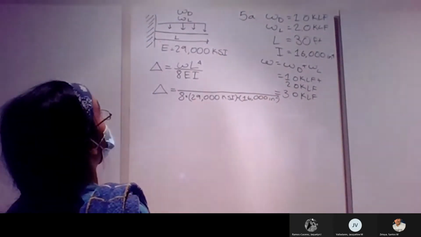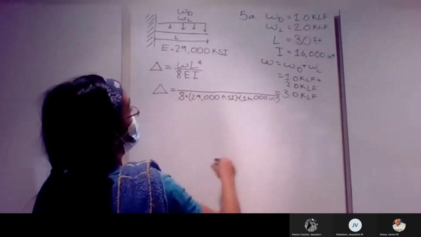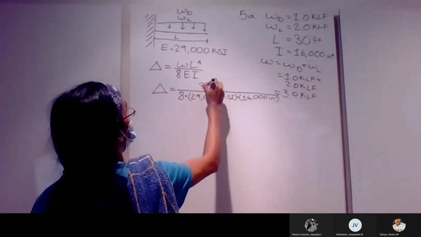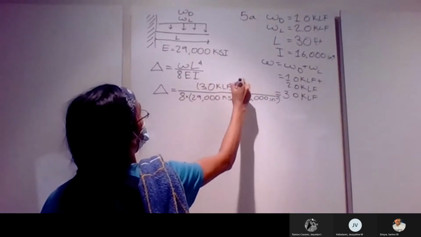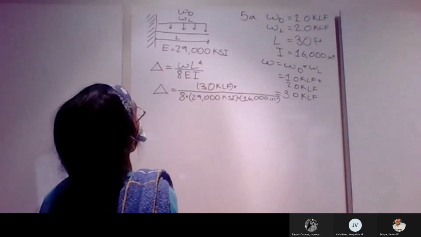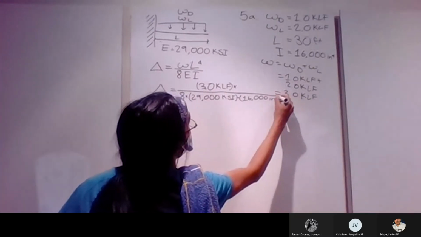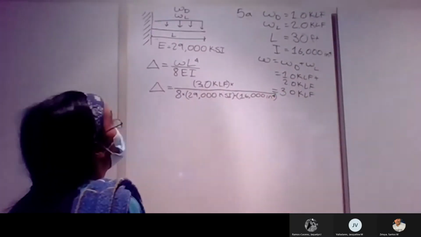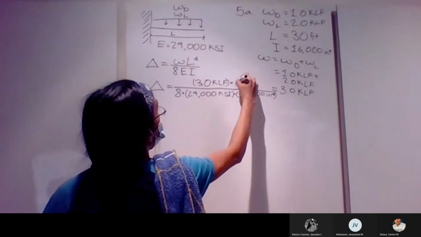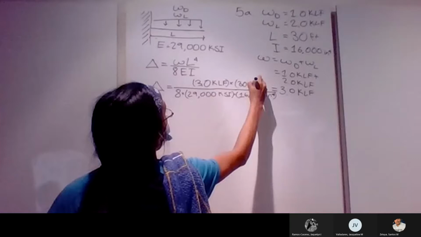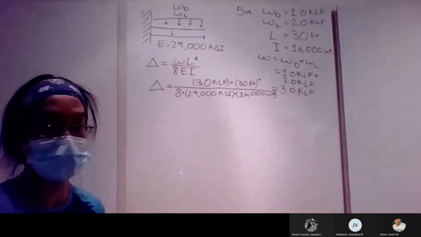And then we're just going to do the numerator. The load, we're given 3.0 KLF. Is that a 4? That's a 4. I'm just making sure. And then we have the length, 30 feet, and we're going to put that to the fourth.